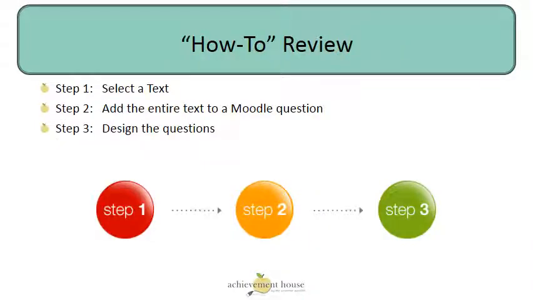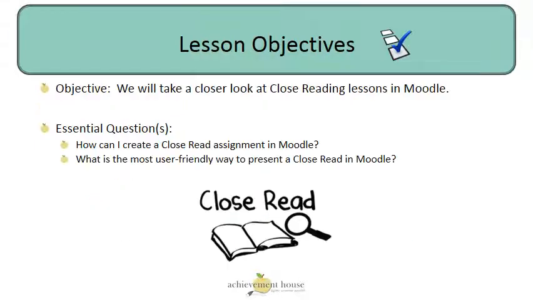Let's have a quick how-to review for adding Moodle close reads. Step 1. Select a text for the students to read. Step 2. Add the entire text to the first Moodle question. And Step 3. Design questions to encourage rereading and digging deeper. I hope we've reached our lesson objective. If you have any questions about how to create a close read in Moodle, watch the video again.